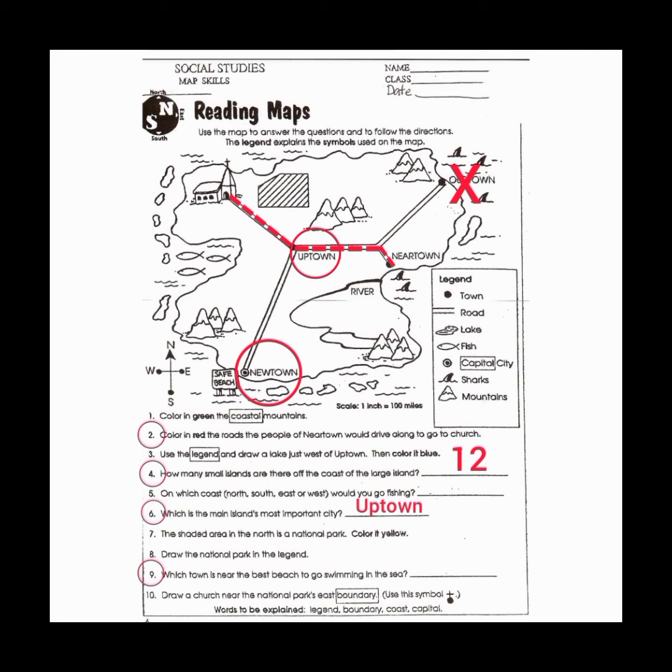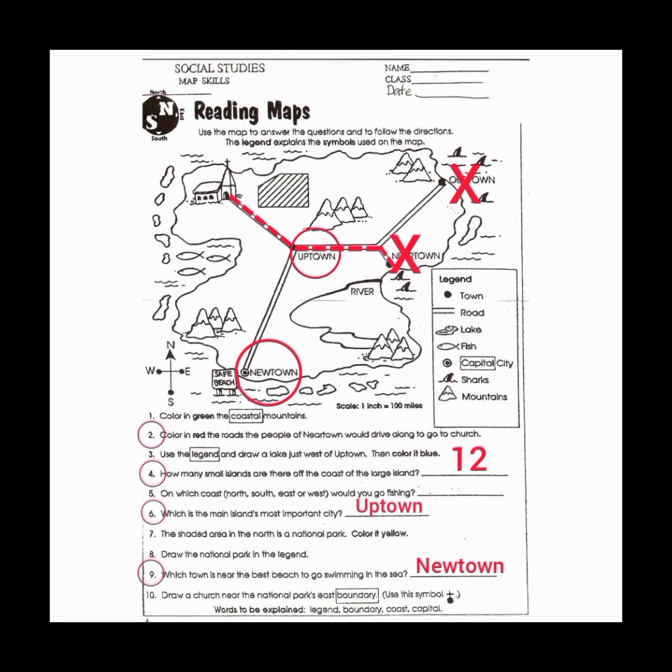Near Town is also out because it also has sharks there too. As I mentioned in number 6, I'd seen the name Safe Beach, so I was assuming, and I'm right, that it was implying it's a safe beach to go to. So if you go down to Newtown, they have a safe beach. They don't seem to have any issues with sharks as far as I can see. So for number 9, which town is near the best beach to go swimming in the sea, I would say it would have to be Safe Beach.